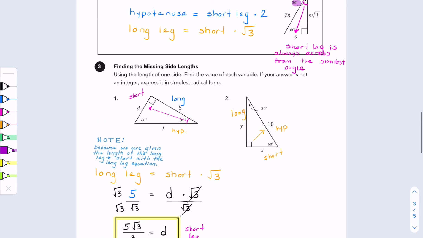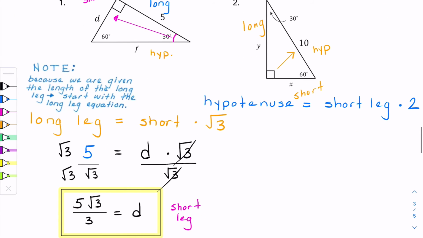So because we are given the hypotenuse, we have this length right here. That means we need to start with the equation that includes the hypotenuse. So I'm starting with the equation that says the hypotenuse is equal to the short leg times 2. And when I substitute in my values, the hypotenuse is 10. The short leg is represented with the variable x times 2. In order to solve for x, you divide both sides by 2, and x is equal to 5.